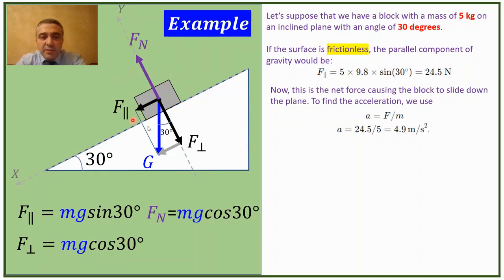In order to find the acceleration for this case, we know that the acceleration equals resultant force divided by mass of this object. Resultant force in this case is only the force parallel. So according to our finding, it is 24.5 divided by 5 kilogram. We have found the acceleration for this case. So this block is going in the downward direction with an acceleration of 4.9 meter per second squared.